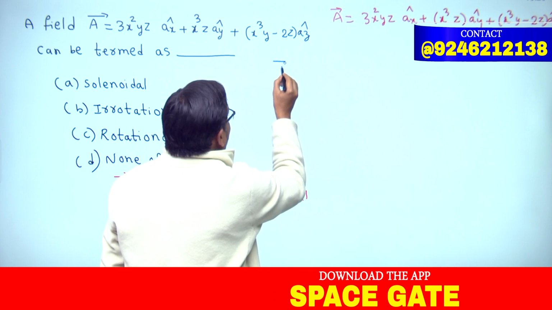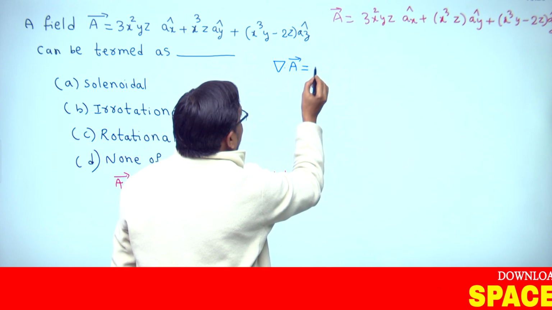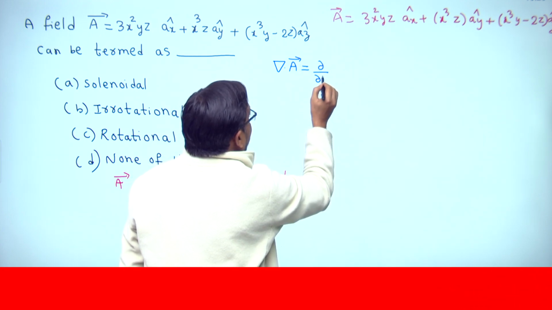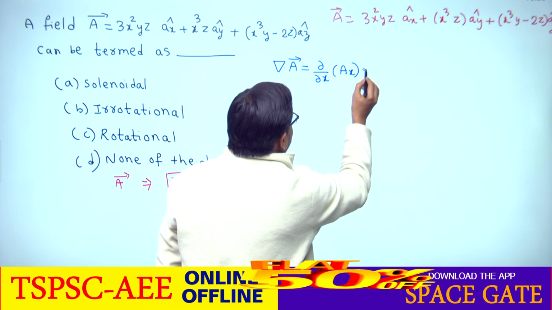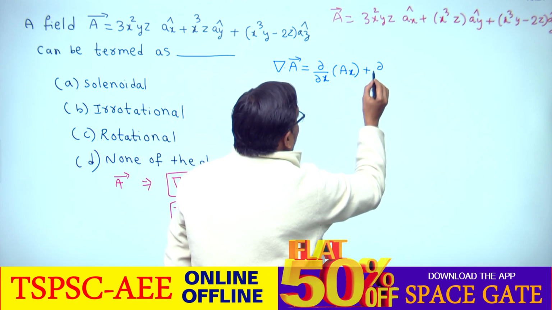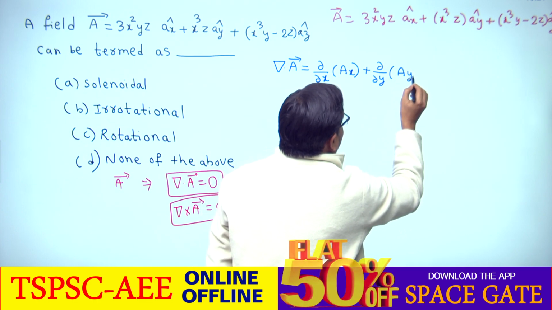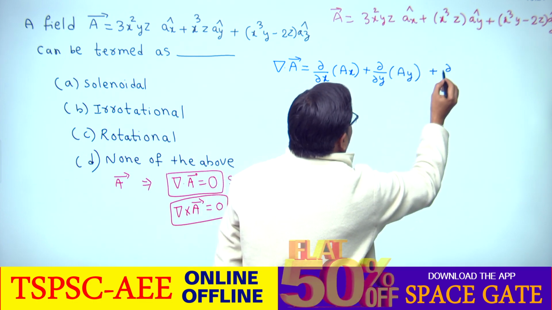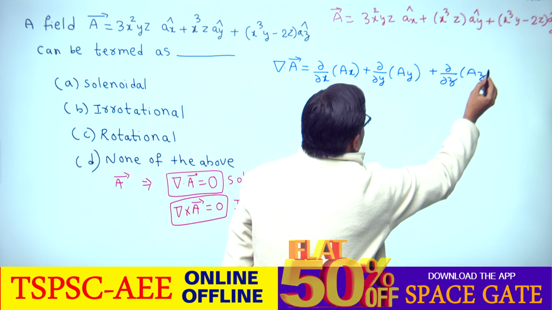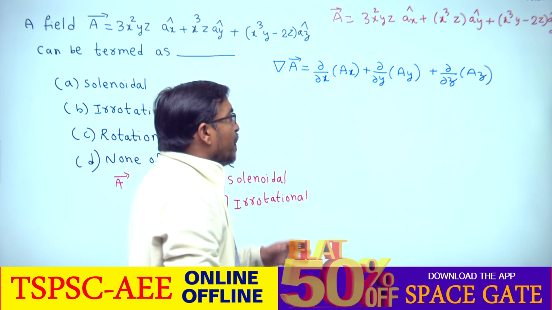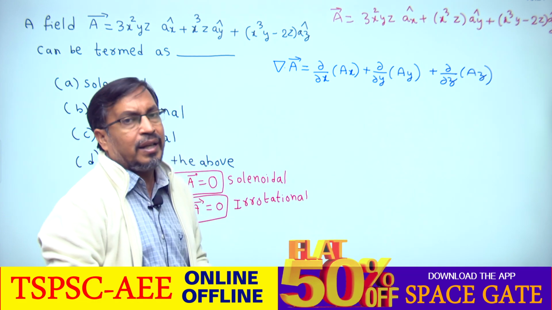So, the divergence formula in the rectangular coordinate system: ∂/∂x of Ax, the value of Ax means the magnitude of vector A along the x direction. Next, ∂/∂y of Ay means the magnitude of vector A along the y direction, plus ∂/∂z of Az. Az means the magnitude of vector A along the z direction. Ax, Ay, Az are magnitudes of the given vector along the x, y and z directions.